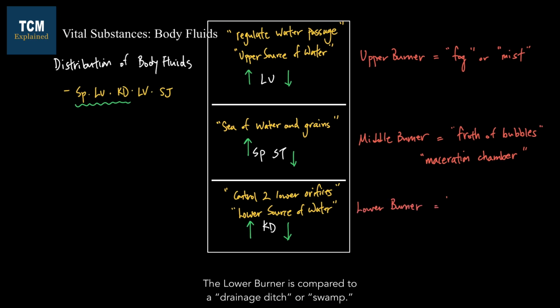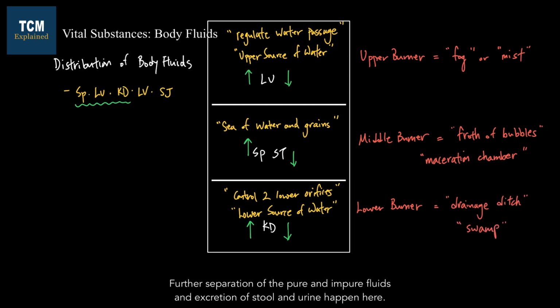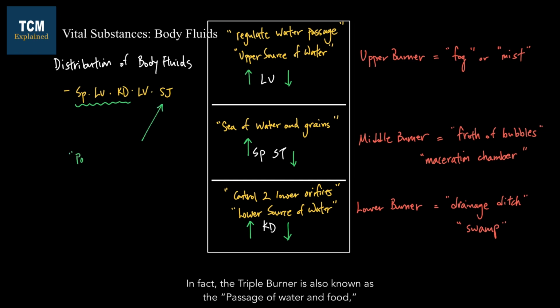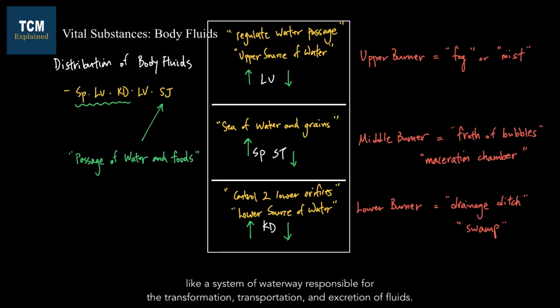The lower burner is compared to a drainage ditch or swamp. Further separation of the pure and impure fluids and excretion of stool and urine happen here. And of course, the yang qi of the kidneys plays the most important role. Notice how all these organs in the triple burner have both up and down movement of body fluids. In fact, the triple burner is also known as the passage of water and food, like a system or waterway responsible for the transformation, transportation, and excretion of fluids.